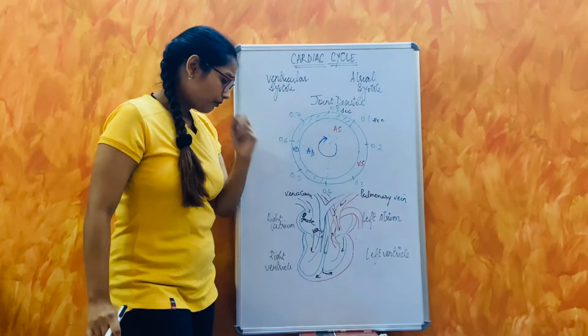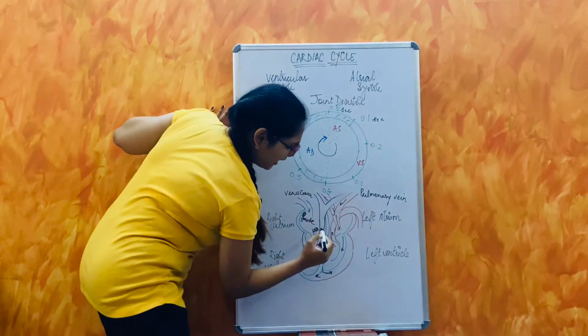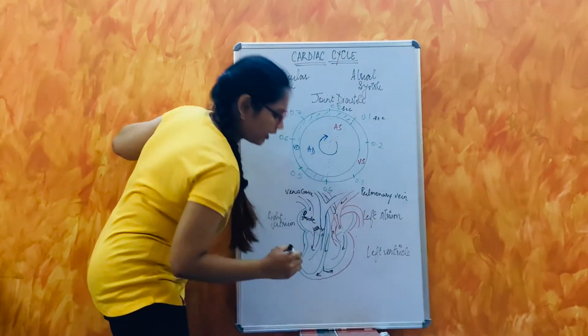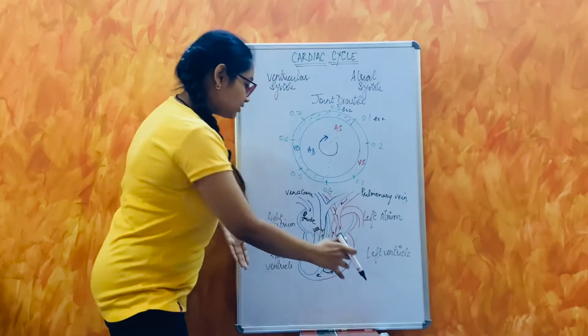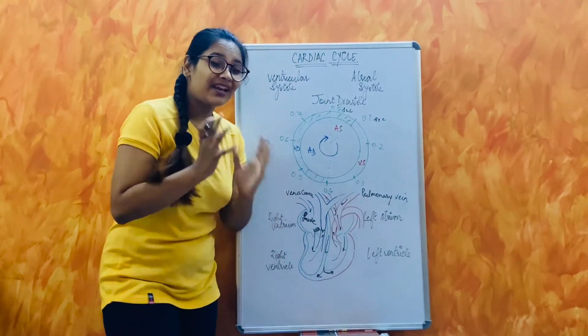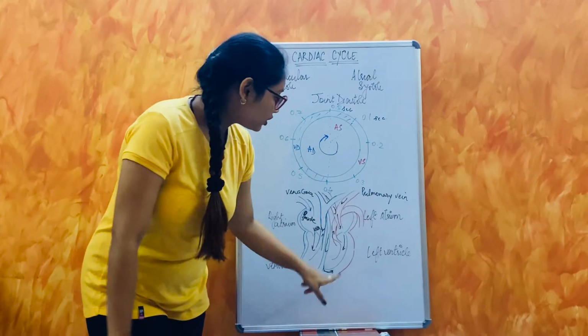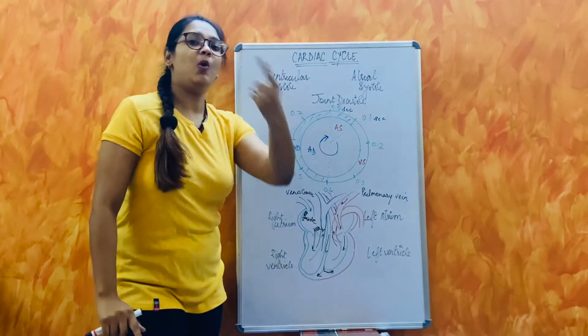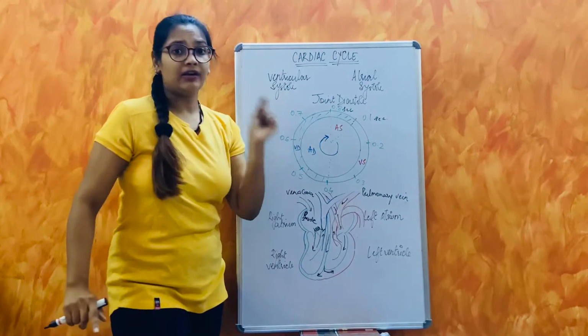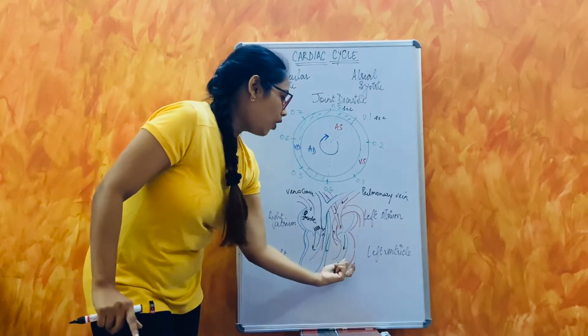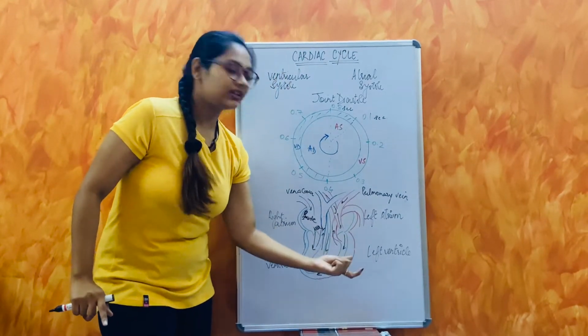So now this has semilunar valves. As the ventricle contracts, the pressure inside the ventricle increases. Remember, the pressure of the left ventricle increases more than that of the right ventricle, and also the wall of the left ventricle is thicker than that of the right ventricle.